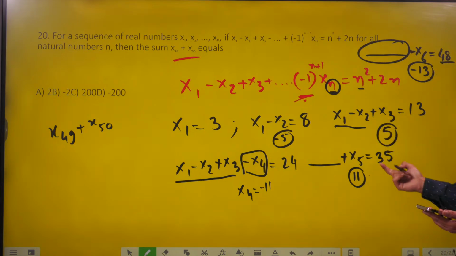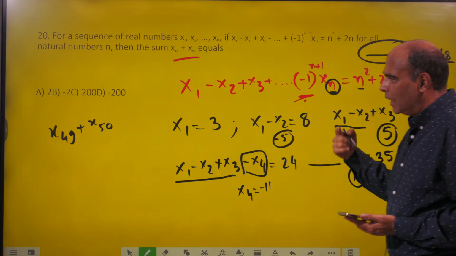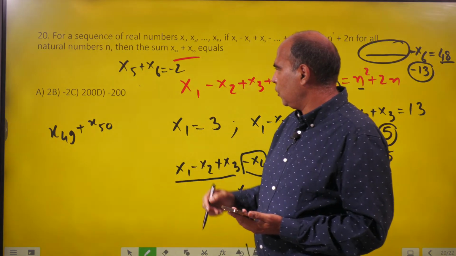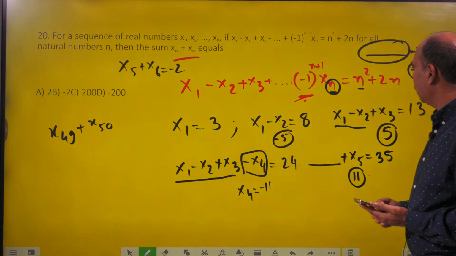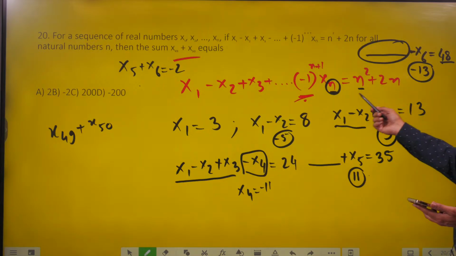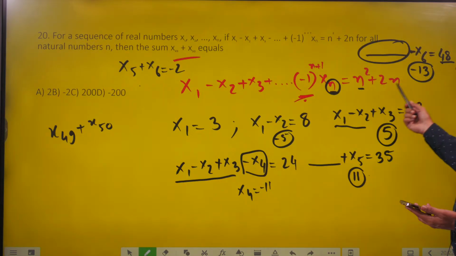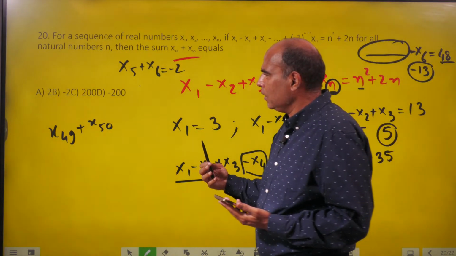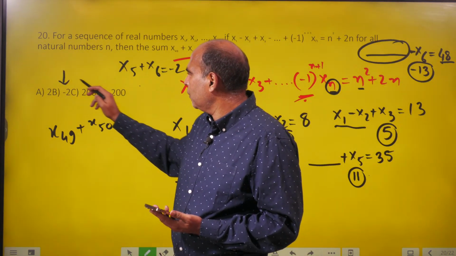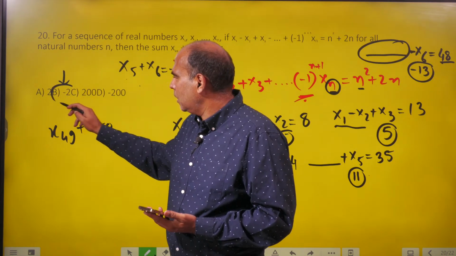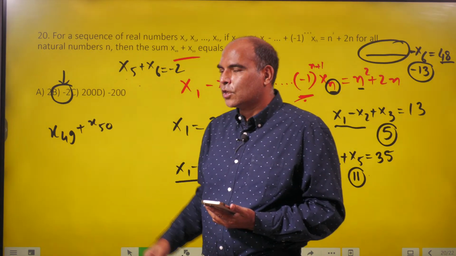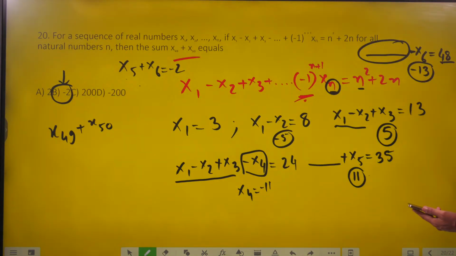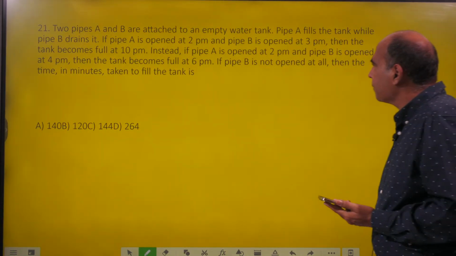At this point you start seeing a pattern: x5 is 11, x6 is minus 13. So that means x5 plus x6 is equal to minus 2. And you can confirm this with x7 and x8. I think you should get at x7, this is 63, so x7 is 15, and x8, this is 64, 80 will come, so minus 17 will come. So after this point it fits the pattern, and the sum of any pair of odd plus even terms of this expression is minus 2. 11 minus 13 or 15 minus 17 and so on. So minus 2 is the answer.